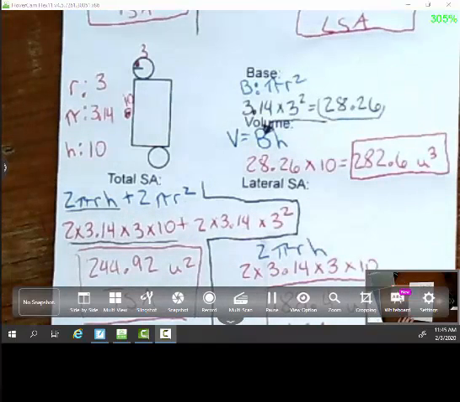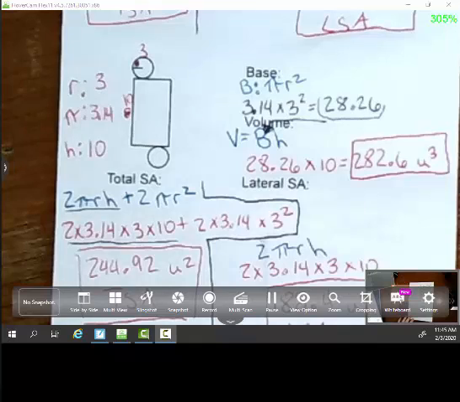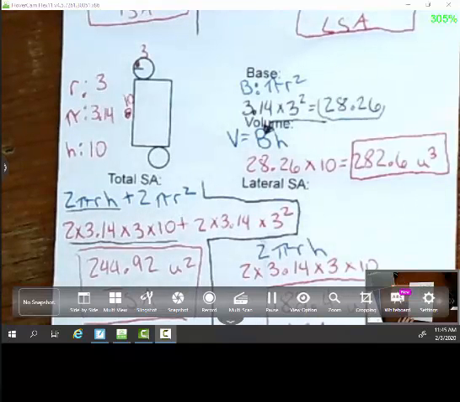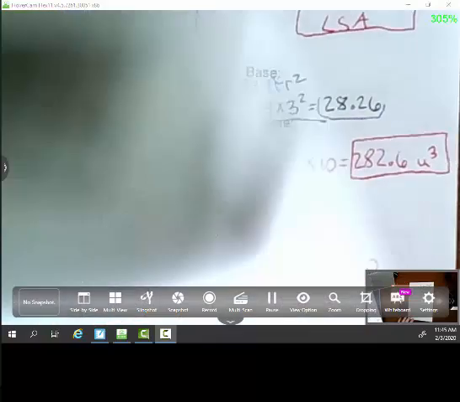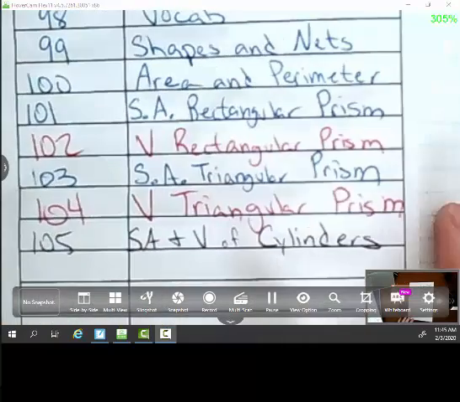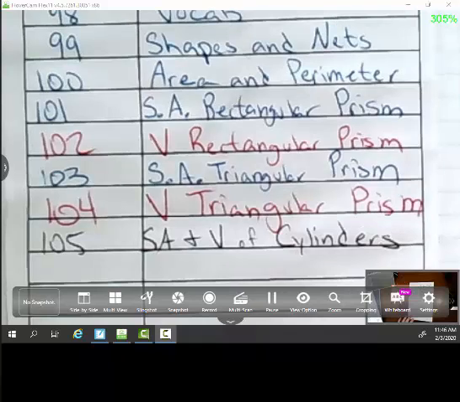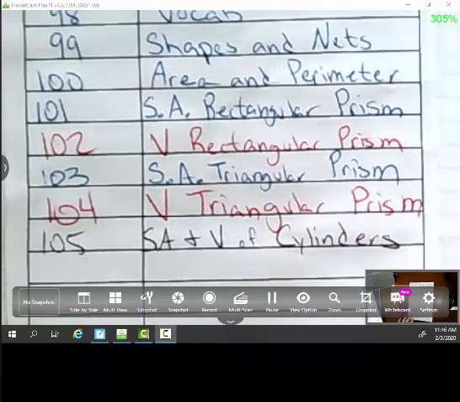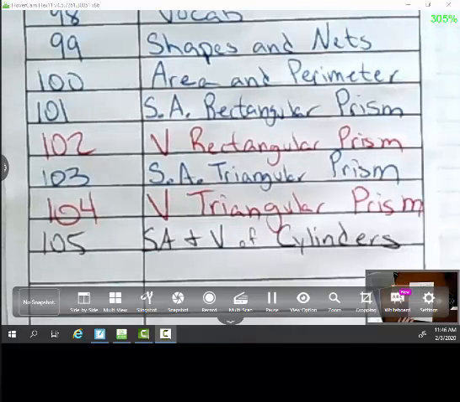Fluids page 105. See, this work is not easy. Update your table of contents and then grab an iPad. You will want an iPad, trust me. It's called Paper SA&V of Cylinders. I'll help you set everything up. The podcast is not optional, you need headphones.